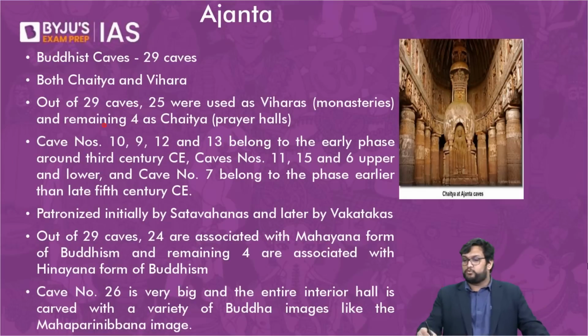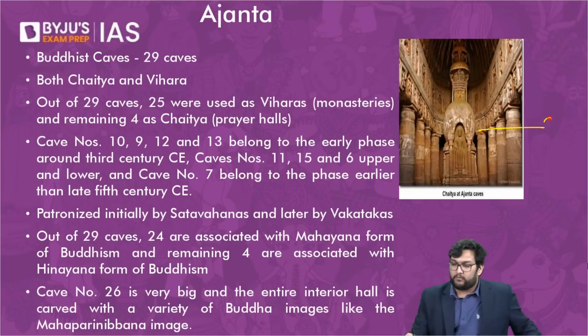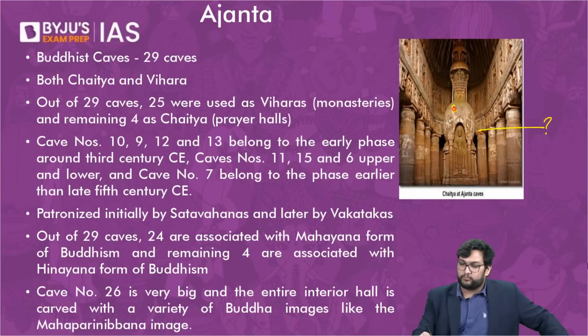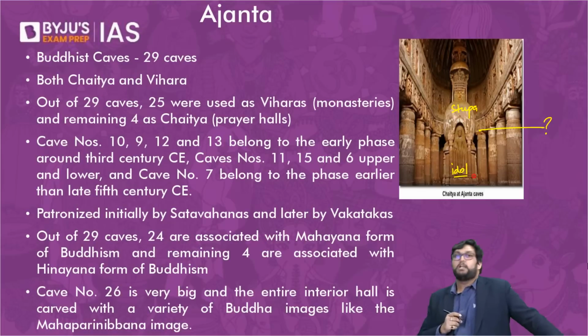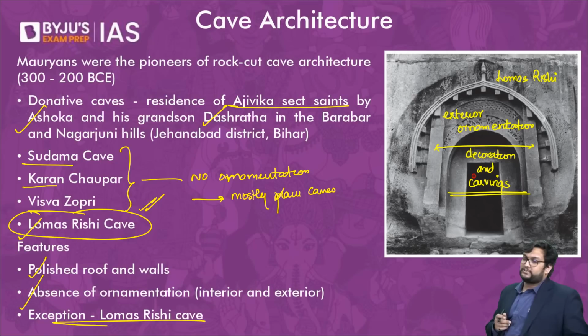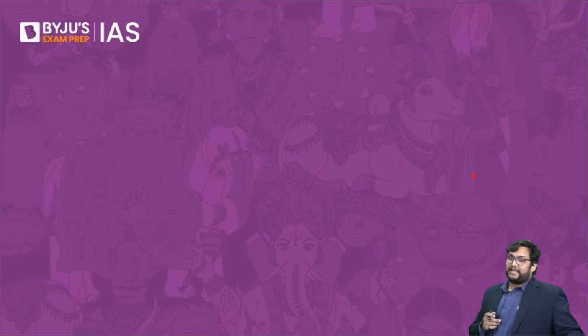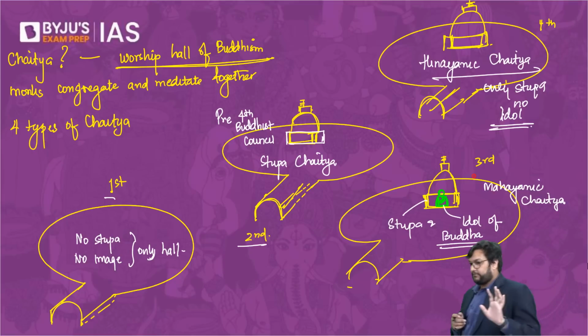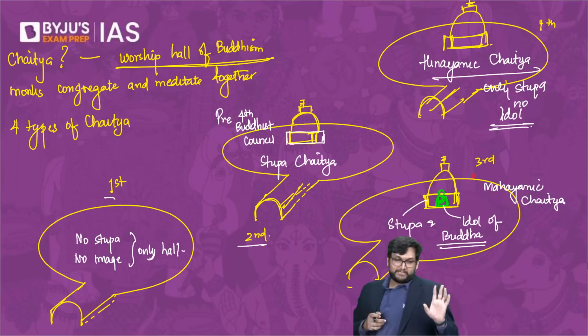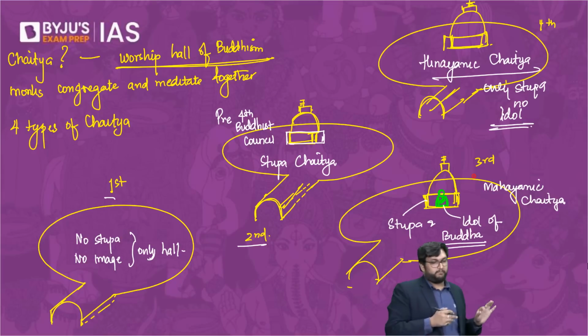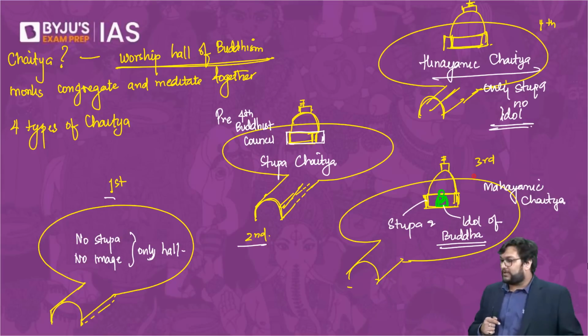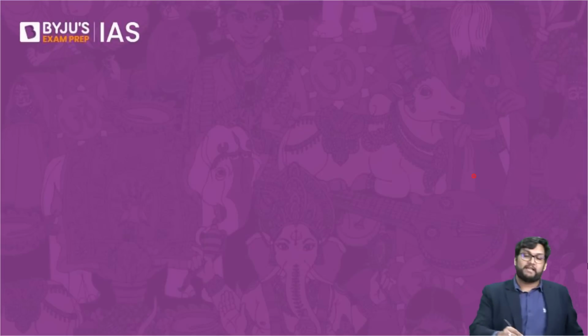Now, if I show you this, what is it? 1, 2, 3, or 4? It is 3 because the stupa is also there and the idol is also there. So now by looking at the images of caves, you will be able to establish what type of chaitya it is. Perfect. Now comes the question with regards to what is a vihara.